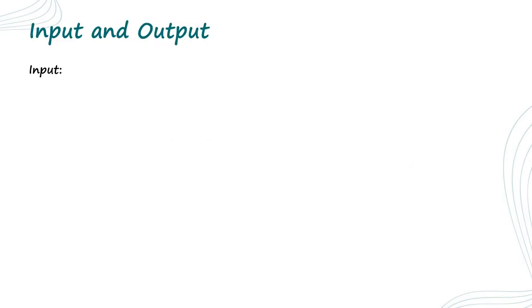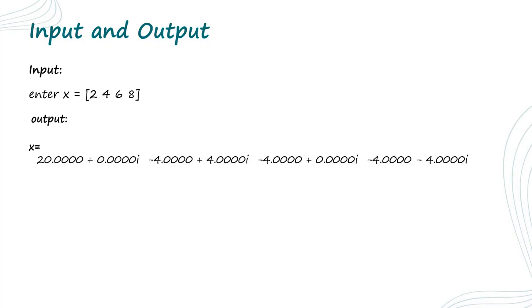Now the input we will give as [2 4 6 8], which I have shown in the problem, and the output you should get like this, that is X equal to 20. Initially you were not having any imaginary term here, you got just 20 there. Then minus 4 plus 4i, minus 4 plus 0i, that is only minus 4, and here it is minus 4 minus 4i.